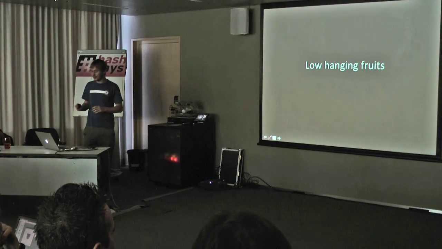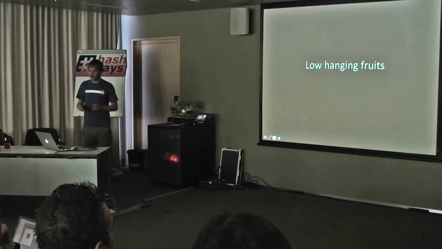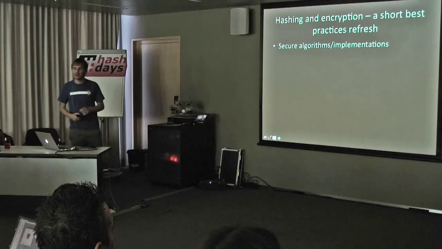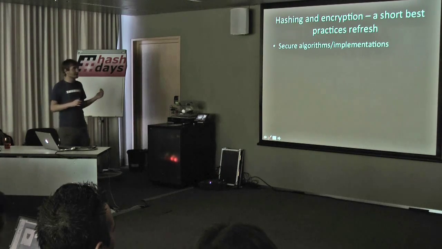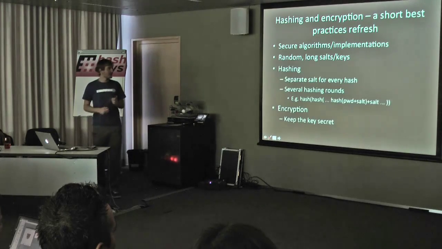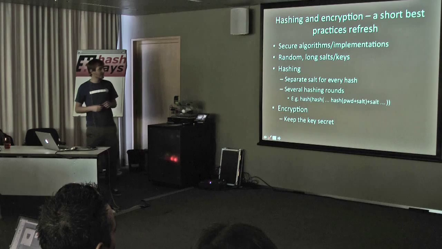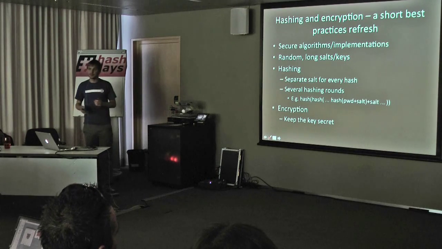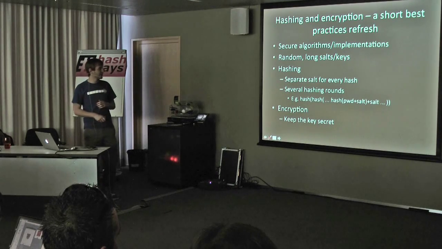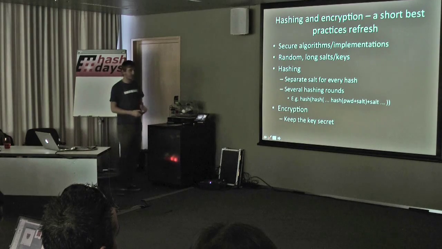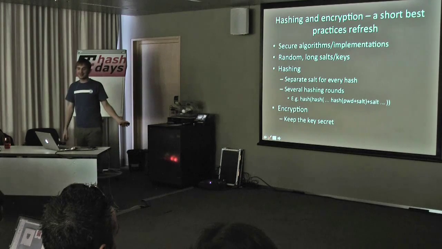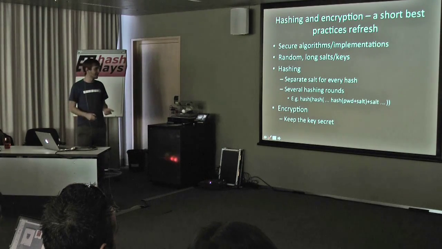Okay, so let's talk about some low-hanging fruits I found. But first, let's do a short hashing and encryption best practice refresher. If you want to hash and encrypt, you should use secure algorithms and implementations, and random and long salts. When you do hashing, you should use a separate salt for every hash. That's just best practice. You should use several hashing rounds. And when you do encryption, that's the most important part: you should keep the key secret. I mean, there's no point in encrypting anything if you don't keep the key secret.